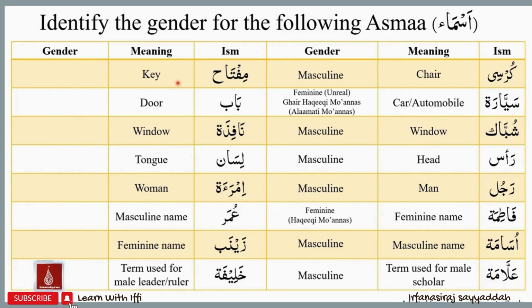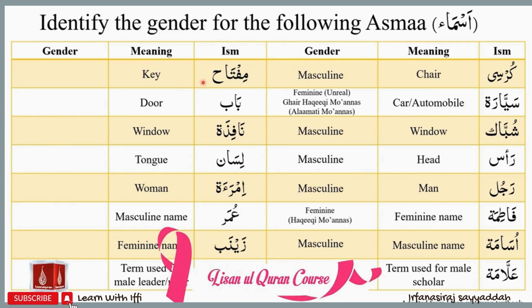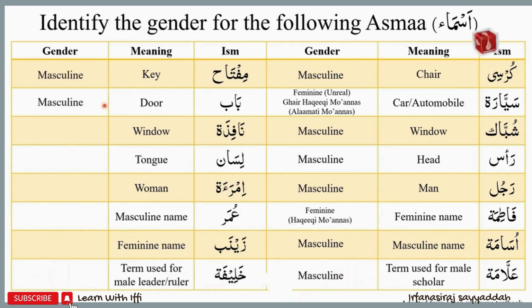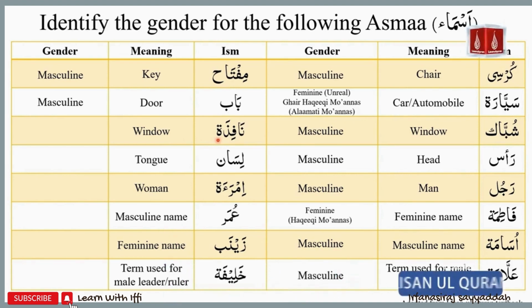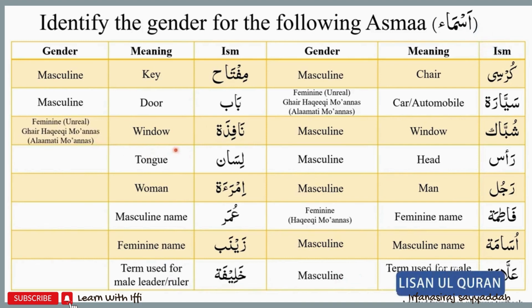Miftah means key. Miftah does not meet criteria for it to be feminine, so it will be used as masculine. Similarly, Bab, which means door, will also be masculine. Nafiza means window. Nafiza has a gol ta or a round ta at the end. This will make it a marked muannas or alamati muannas. So nafiza will be used as feminine in a sentence.